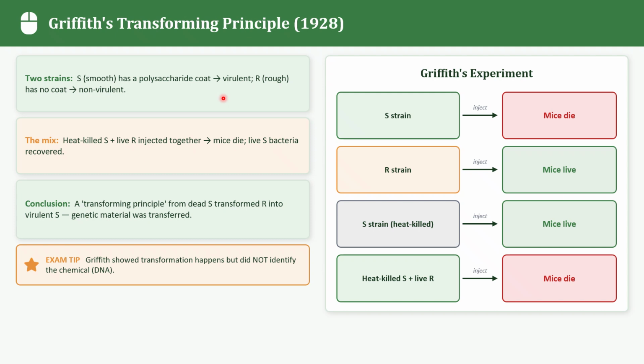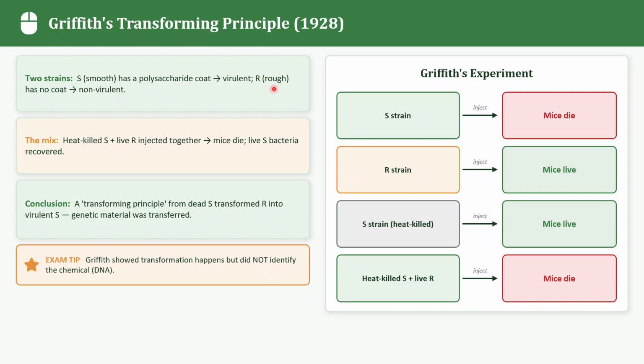Griffith observed two different bacterial strains. One is the S strain, the smooth strain, and the other is the rough strain, the R strain. Let's see the characteristics of the smooth strain. The colonies are very smooth and shiny, and they are covered by a polysaccharide capsule or coat, which protects them from the immune system. It is also virulent because it causes disease, and after the experiment the mice died because of the infection.